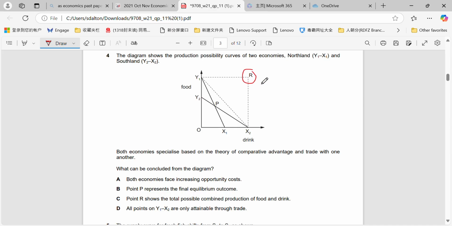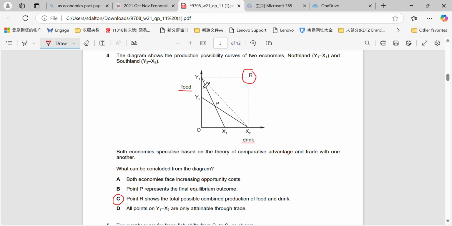So the output that can be achieved, right? If they specialize in drink or in food, based on whatever they have the advantage in, and therefore if they engage in international trade at an opportunity cost that lies between their comparative advantages. So that would be the correct answer.